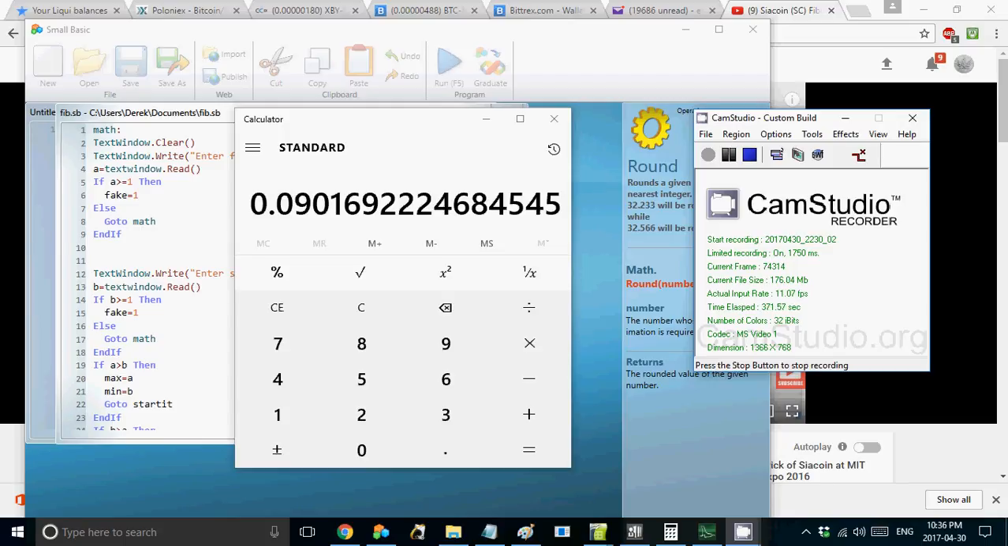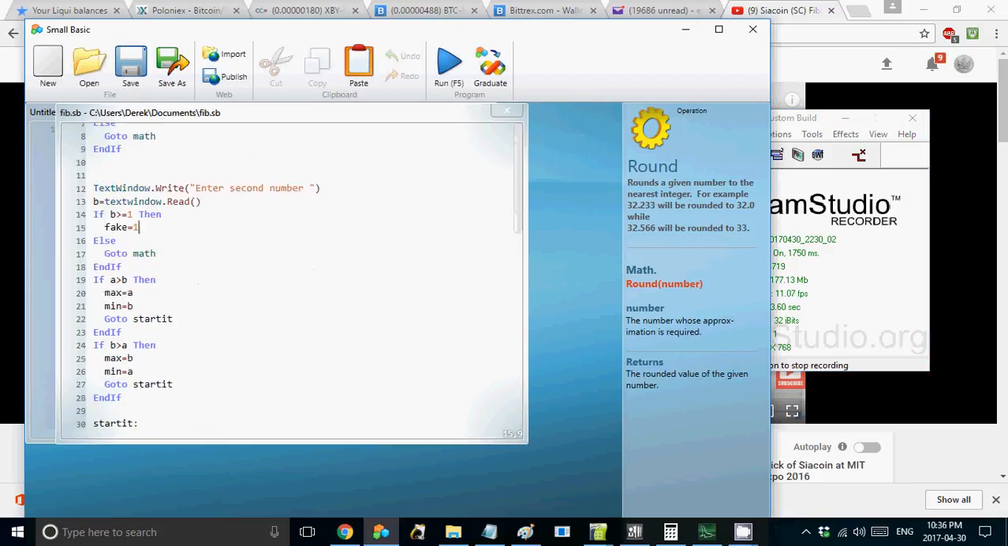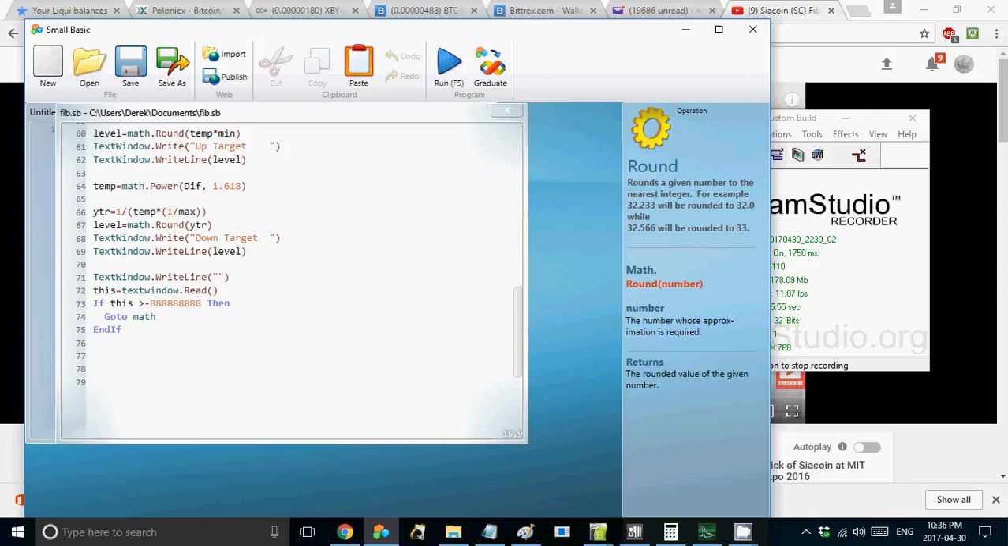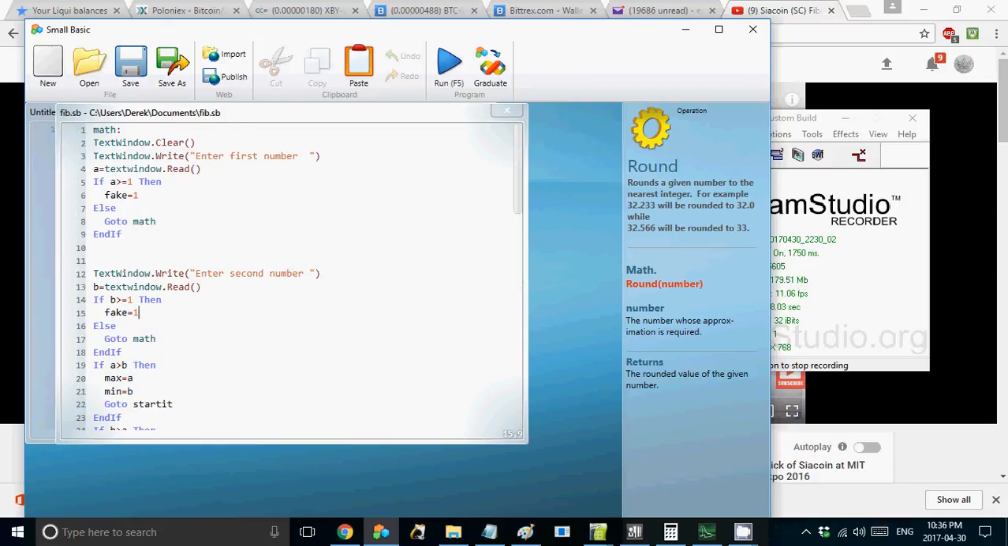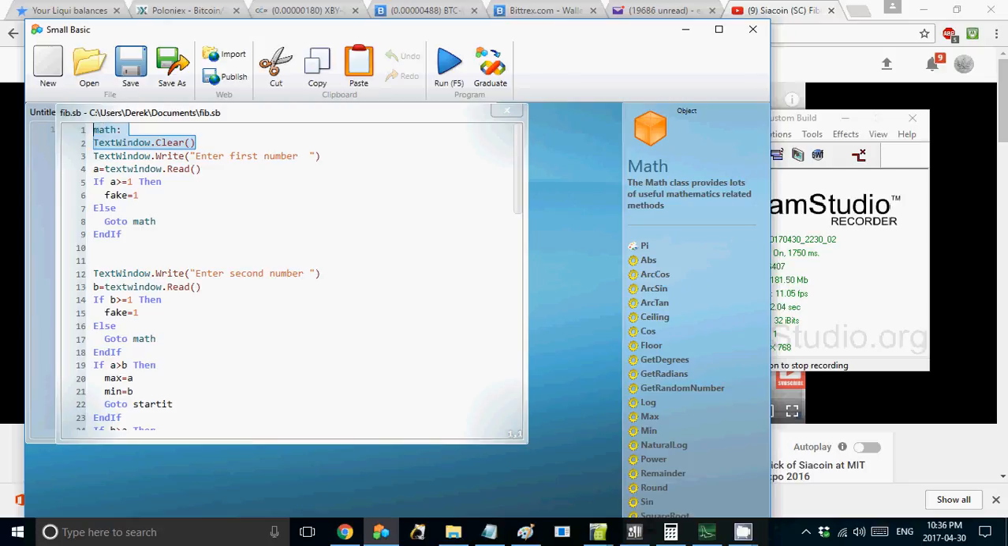So yeah, if you're interested, download Small Basic. You can then put the code that's in the link into this, save the file, and then you can use it.